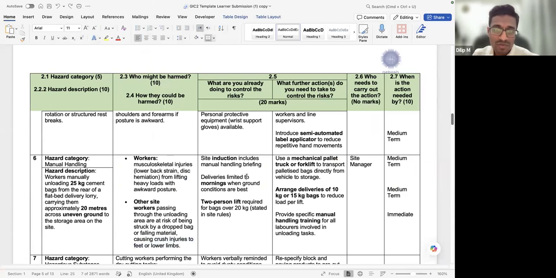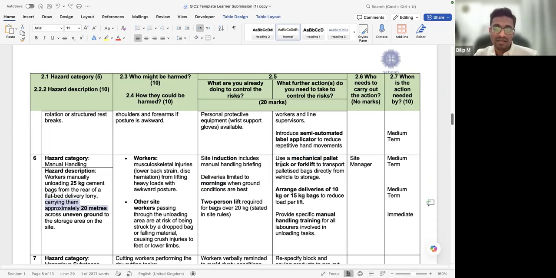And then the control measures. A site induction includes a manual handling briefing. Delivery is limited to mornings when ground conditions are best. A lift is required for bags over 20 kg. Use a mechanical pallet truck or a forklift. This will eliminate carrying the load for 20 meters.